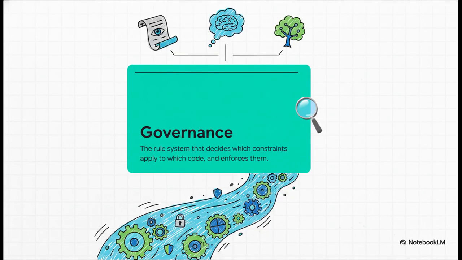Finally, we hit governance. Governance is the rule system that actually decides which architectural constraints apply to which code, and it strictly enforces them. Now, what's really interesting about this slide is that a governance system actually uses context, it uses retrieval, and it reads from memory. So because they're all tangled up together, governance looks at first glance like just another flavor of memory. But make no mistake, it is a fundamentally different beast built to do an entirely different job.